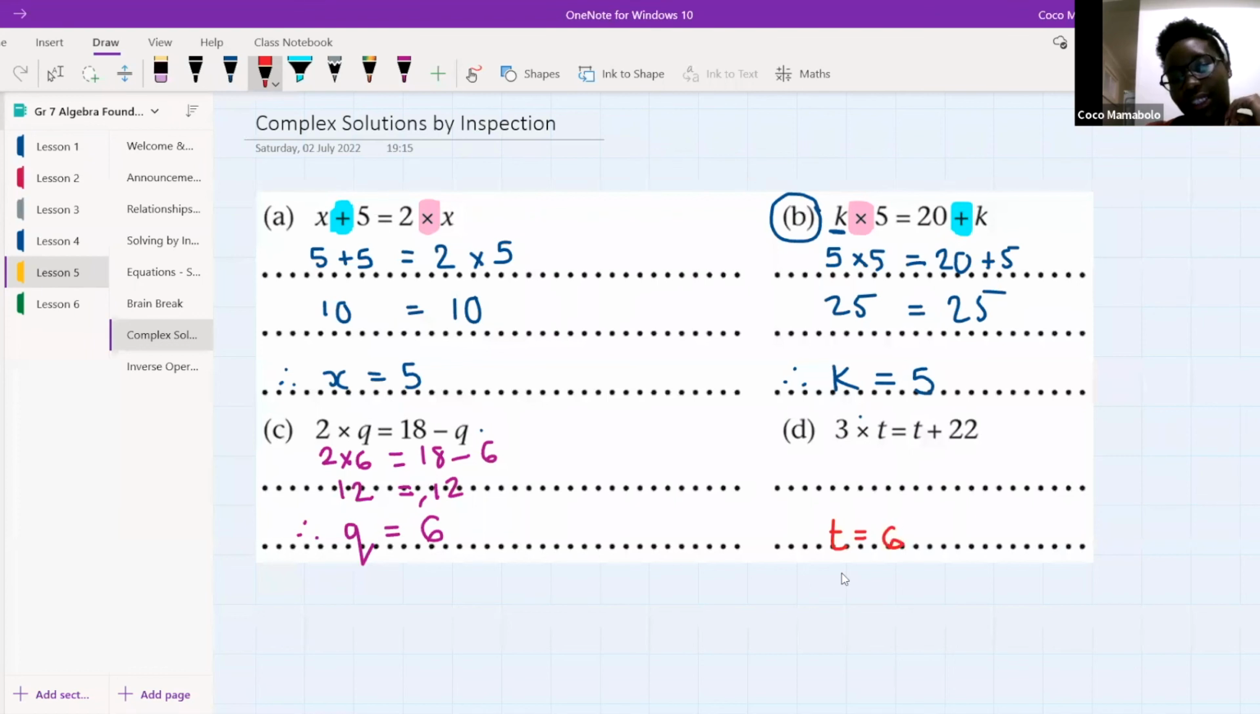Okay, let's try 6. So I'm going to go 3 times 6. What is 3 times 6? 3 times 6 is 18. Good, I've got 18. And then on the other side, because T is 6, I'm going to go 6 plus 22. But 6 plus 22 is going to give me 28. Oh, no. Definitely, T is not equal to 6, hey? Oh, okay, ma'am. So it's not 6.